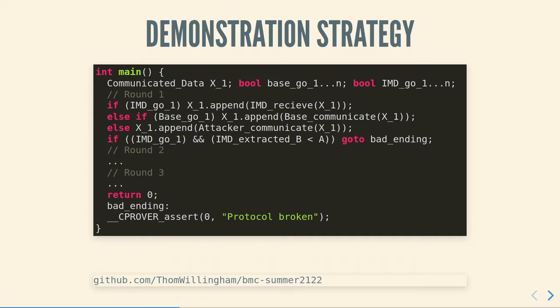This is a summary of the main components of the code. We have communicated data x1, which is the sum total of everything that's communicated, and then a series of Boolean values that dictate who goes in what order. For instance, if IMD go 1, that is, the implanted medical device is the first one to communicate, then x1 dot append, whatever the IMD does to the sum total of communicated data so far. So x1 dot append, IMD dot receive x1.